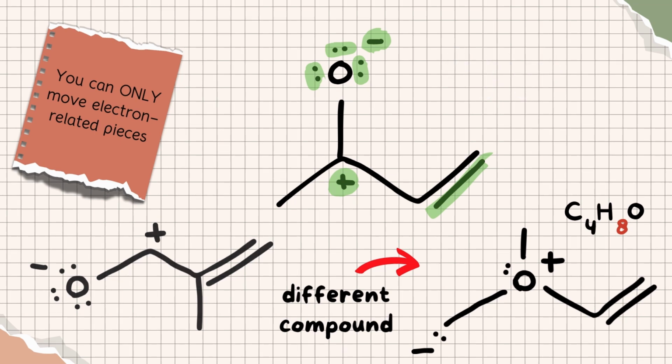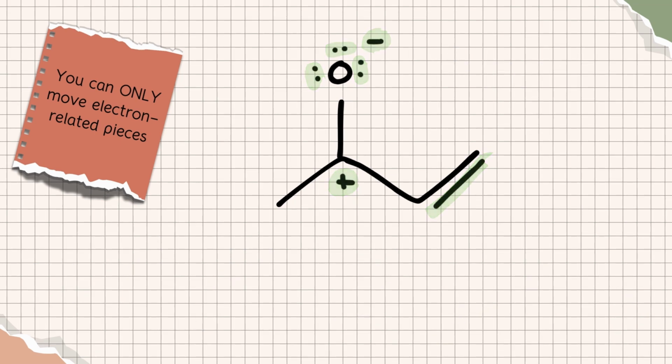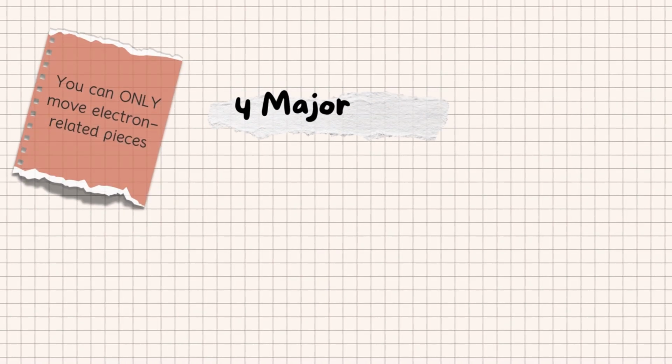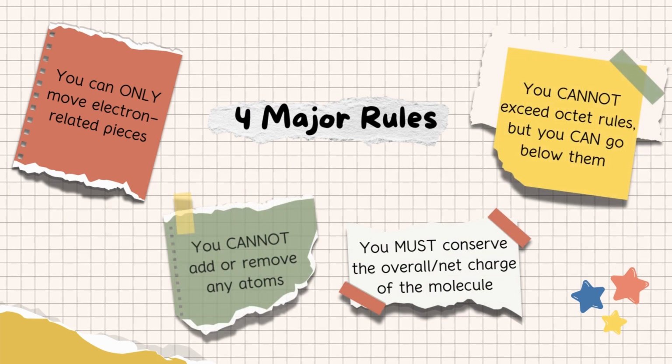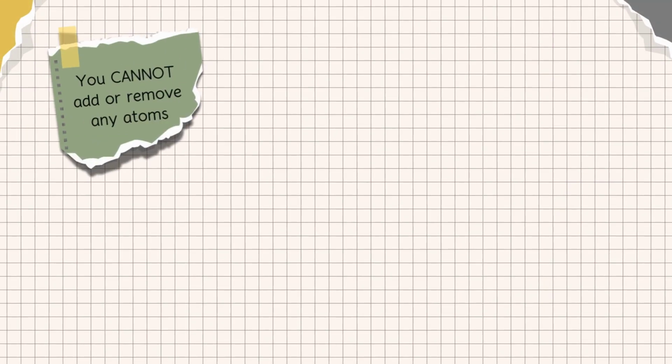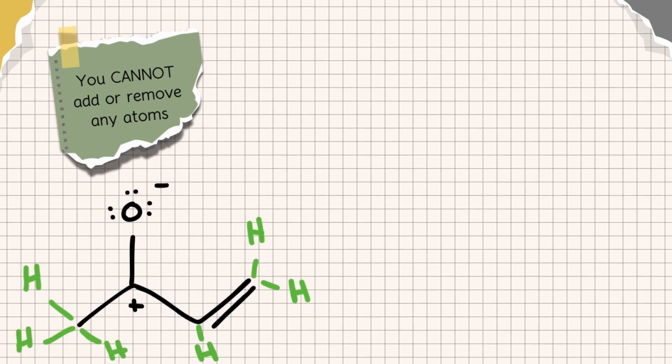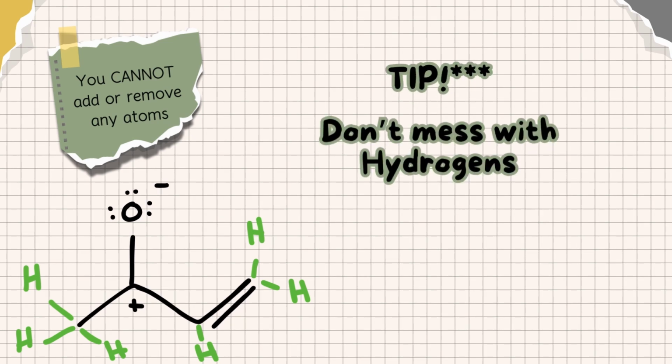So if you're unsure, look for things like these as a possible starting point. That leads us well into the next rule. You can't add or remove any atoms. So we already saw that drawing the molecule wrong can change the molecular formula. But another thing to consider is that the hydrogens you start with should be exactly where they were across resonance structures. Don't mess with the hydrogens.